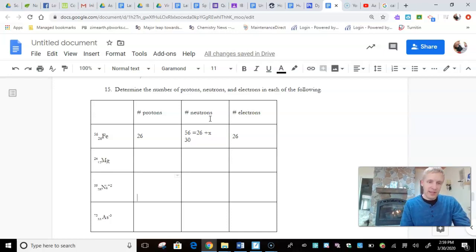Let's do something a little bit tricky, a little bit trickier. We got nickel 2 plus. First of all, number of protons, not too bad. It looks like that's a 28. So I got 28 right there.